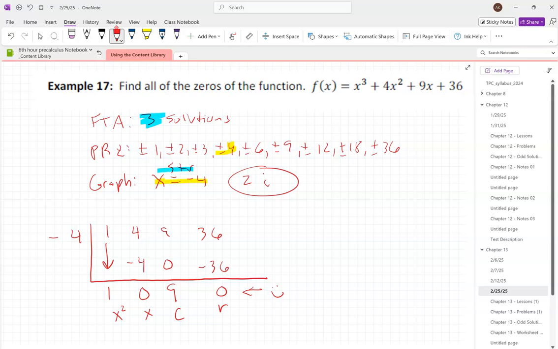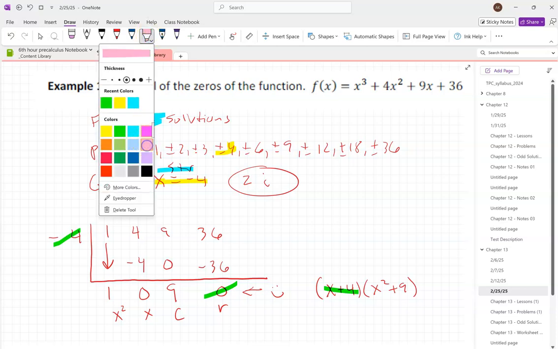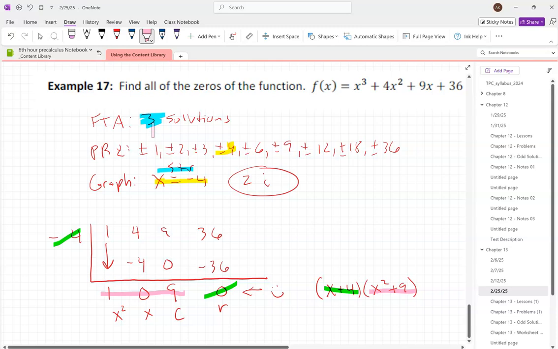And what that tells me then is that the way to factor this polynomial is x plus 4 times x squared plus 9. Because the -4 gave me remainder 0, I have the x plus 4 as a factor. And then the quotient is going to give me the other factor, right? Now, I know there are no other real divisors because when I looked at the graph, I saw only the one x-intercept.